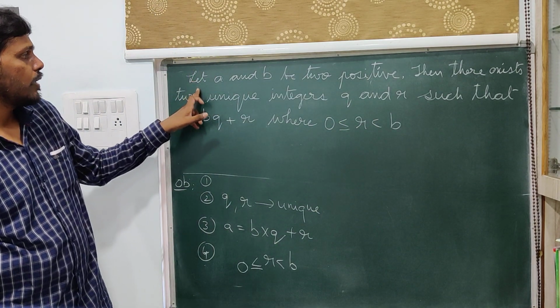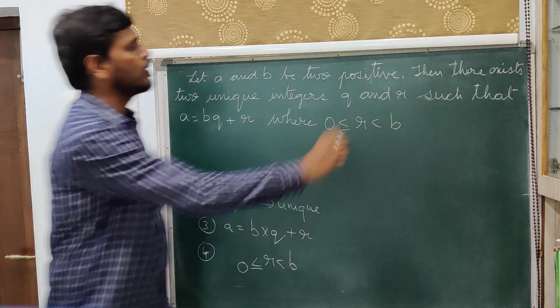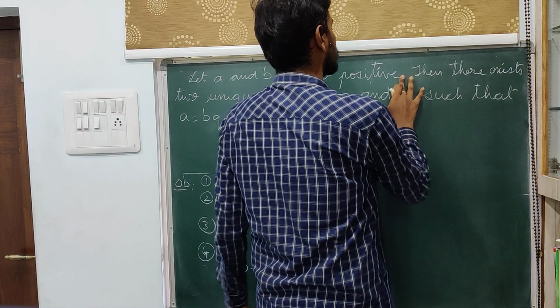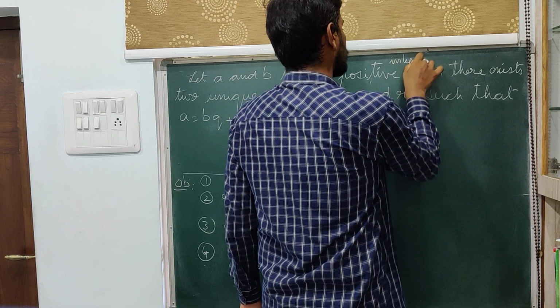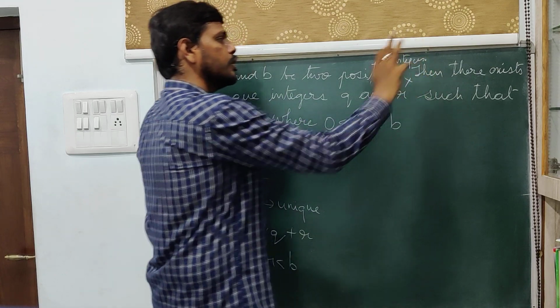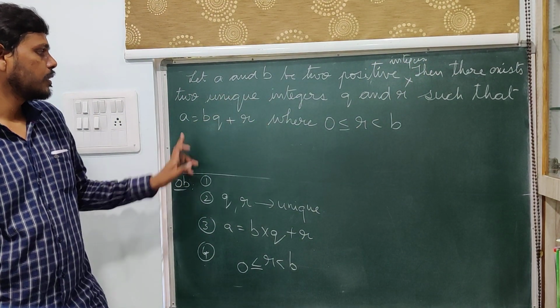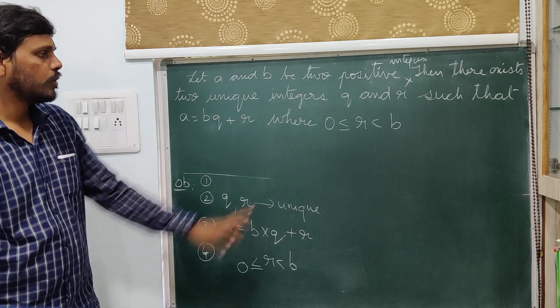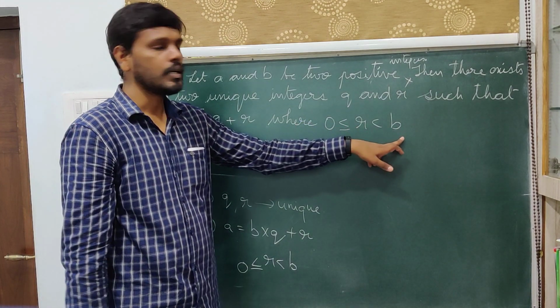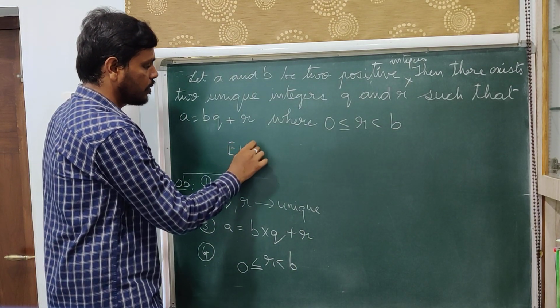That is, whenever you are given two positive integers, then there exist two unique integers q and r such that a is equal to bq plus r, where 0 is less than or equal to r less than b. Now this is what we call Euclid's division lemma.